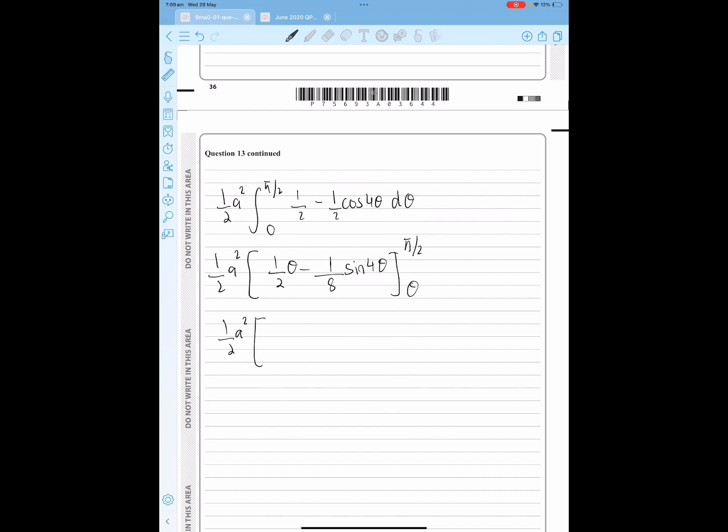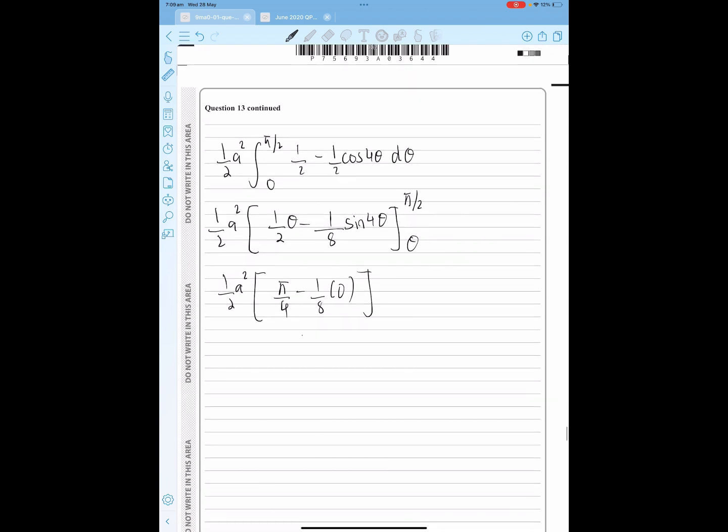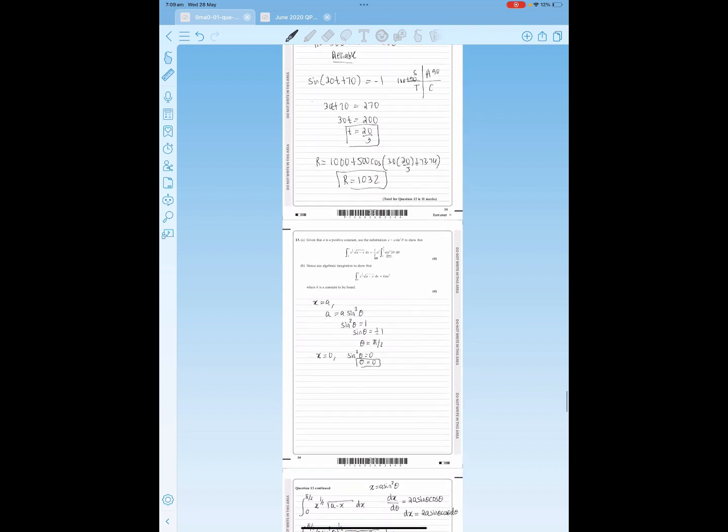That half times pi over 2 would be pi over 4, minus 1 over 8 sine 2 pi, which I think is 0. Let me double check. Oh, wait, I have to put my calculator in radians. Sine 2 pi, 0. So pi over 4, yep. Times 0, and this would be 0 anyway when you plug in 0. So you should just get pi over 8. This cancels out, so you get pi over 8 a squared. And that should be the final answer. Yep, that's fine. So that's question 13 done.